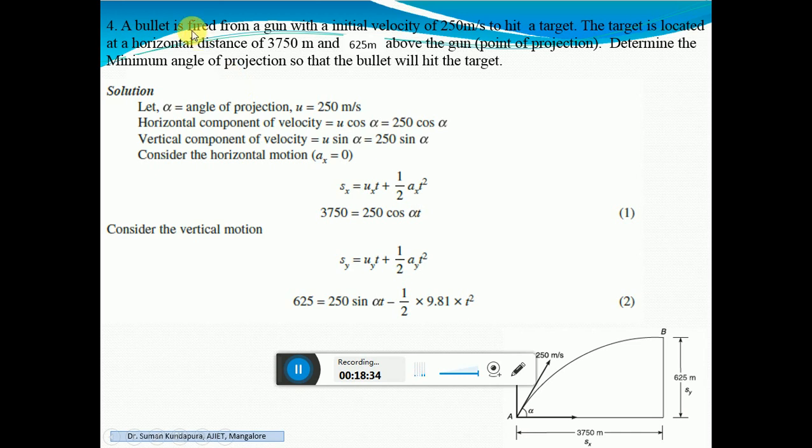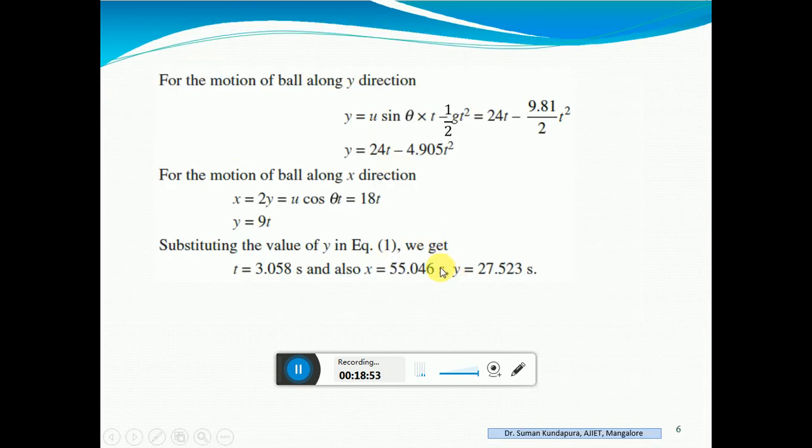Next problem, a bullet is fired from a gun with the initial velocity of 20 meter per second. Before I proceed, I would like to tell that here the seconds, t, are substituted in terms of seconds. This is the velocity component, that is meter per second. So meter per second and second into second will be meters. So the unit of x should be meters.